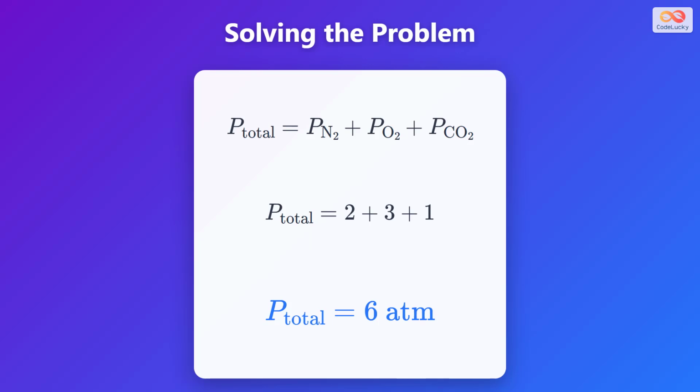To find the total pressure, we apply Dalton's law directly. P total equals the partial pressure of nitrogen plus the partial pressure of oxygen plus the partial pressure of carbon dioxide. Substituting our values, we get P total equals 2 plus 3 plus 1. When we add these numbers together, we find that P total equals 6 atmospheres. Notice how straightforward this calculation is. We simply added the individual pressures. This is the power of Dalton's law in action.